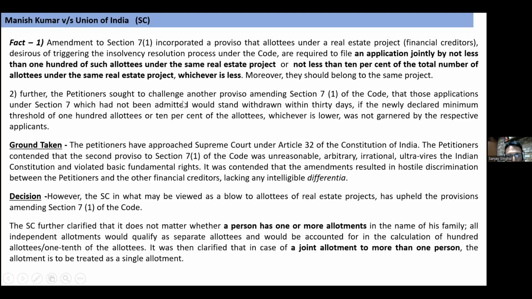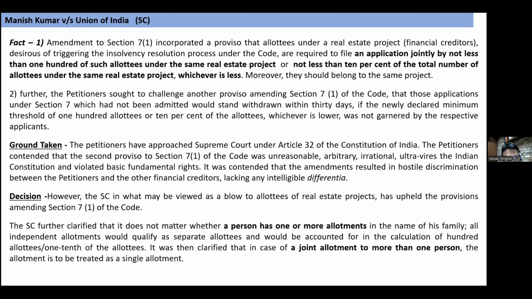Further, the petitioner sought to challenge another proviso: that those applications under Section 7 which have not been admitted, that is, which are under process with NCLT, would stand withdrawn within 30 days if the newly declared minimum threshold of 100 allottees or 10%, whichever is lower, was not garnered by the respective applicant. So the applicant has to ensure the minimum threshold so that his application can be heard by the NCLT. Otherwise, if he does not ensure the minimum threshold within 30 days, his application will be withdrawn.